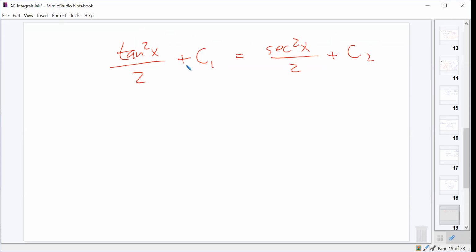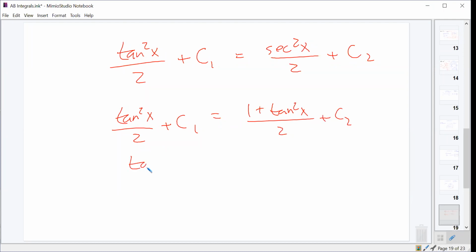So what I've done now is I've written both of these answers out, and we're going to say that these things are equal. One of them has a constant of constant 1, and the other has a constant of constant 2. And we're going to see what's the relationship between the two constants and how they differ. Does that make sense to everybody? Yes. Okay. So what does secant squared equal? Thinking back again to ancient Greece. One plus tangent squared. So we got 1 plus tangent squared x over 2 plus our second constant.